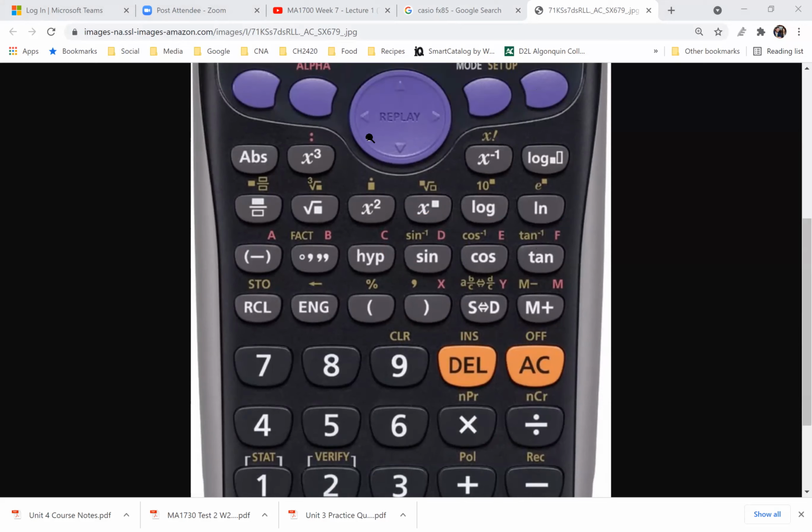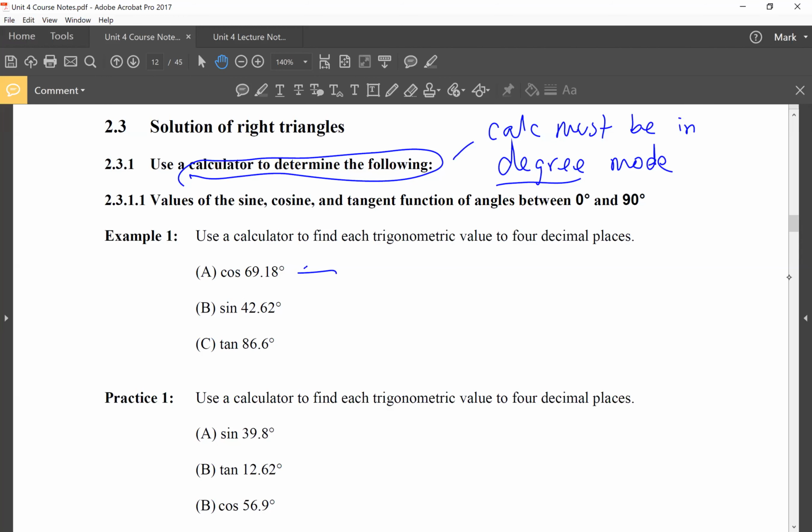So, back to my notes. I would do this on my calculator. I encourage you guys, if you have your calculator right now, to try this. I'm going to press cosine 69.18 and I'll get 0.355. Oh, it says 4 decimal places. So 0.3554.